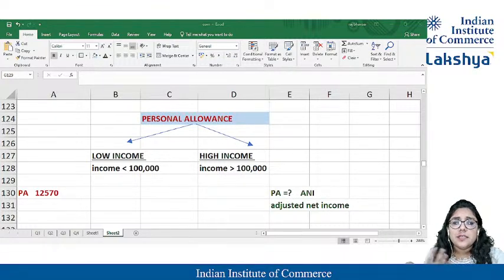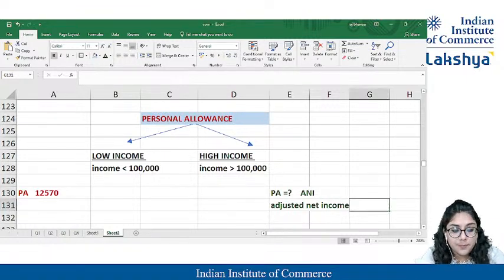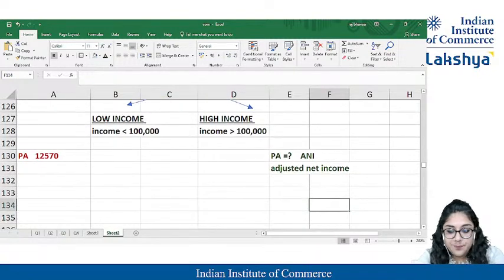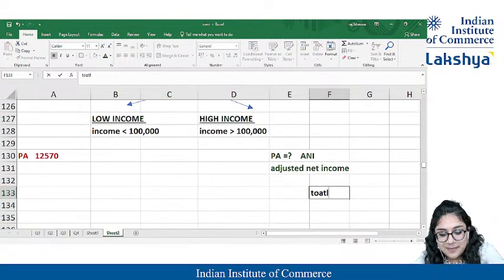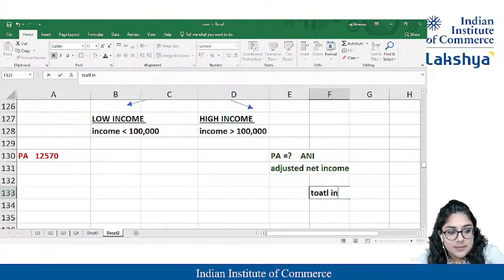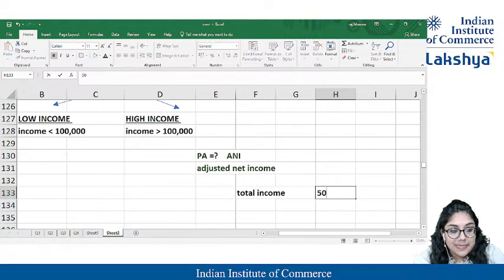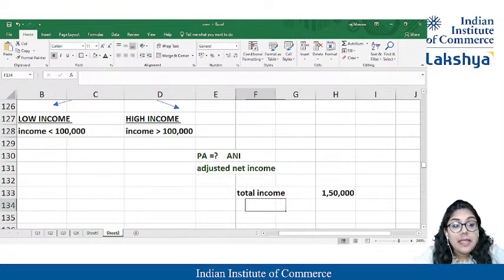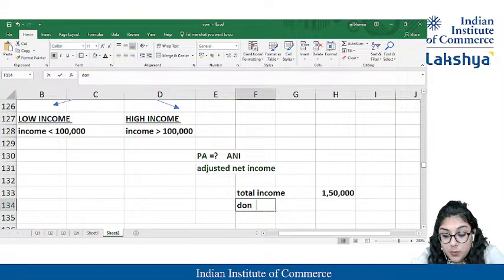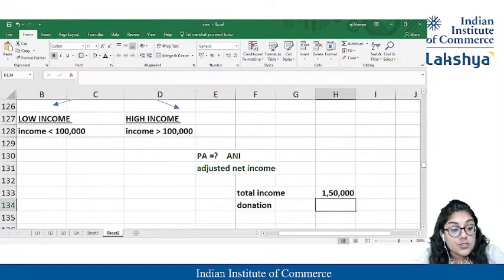It could be gifts, donations, or personal contributions. Let's say this is my total income. Let's say my total income is 1,50,000. Out of that, we have made a donation. My donation amount was 2,000. It's all in pounds, guys.